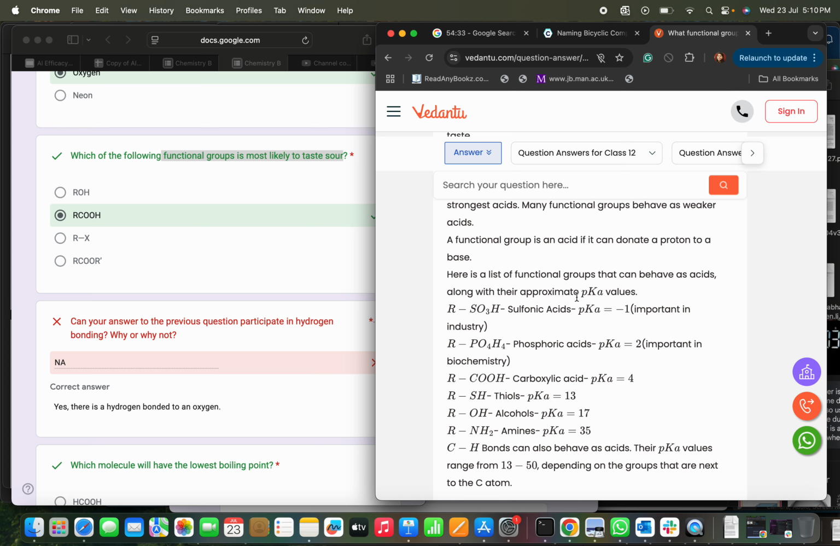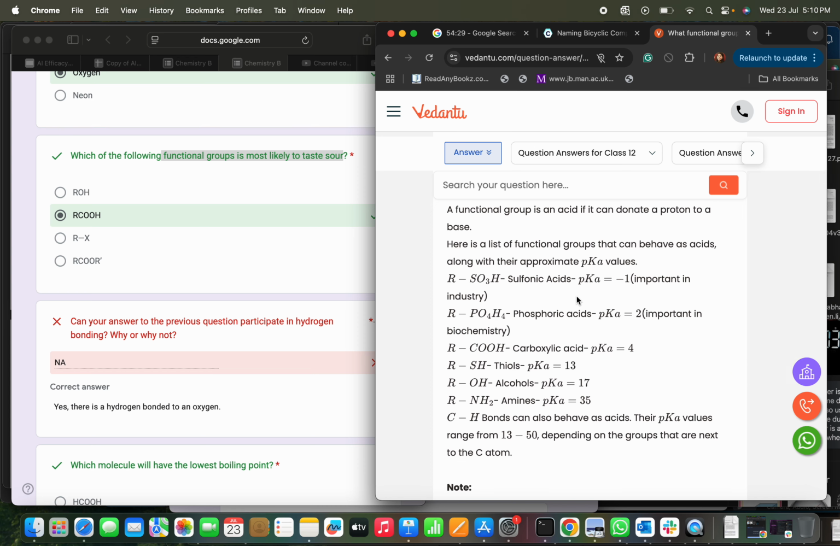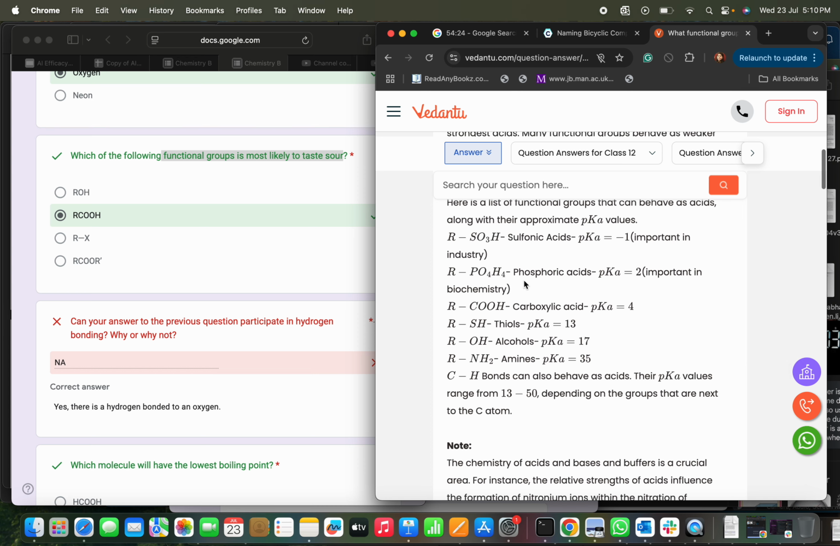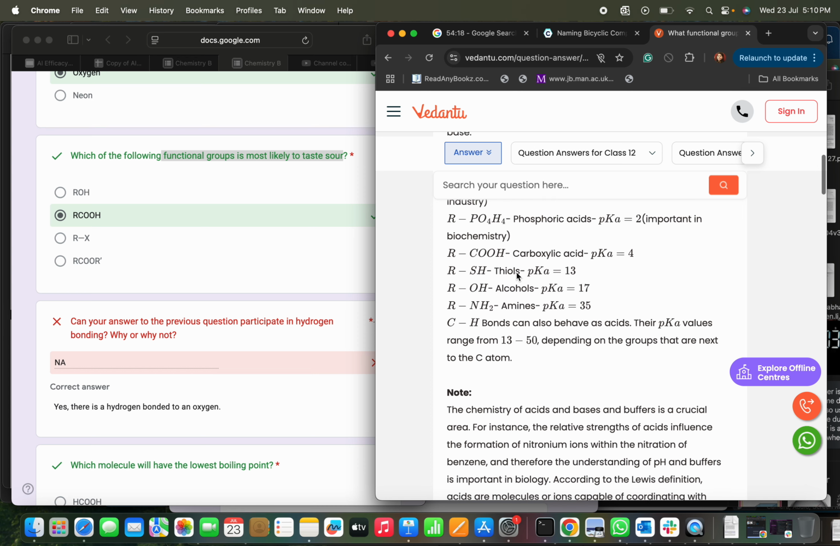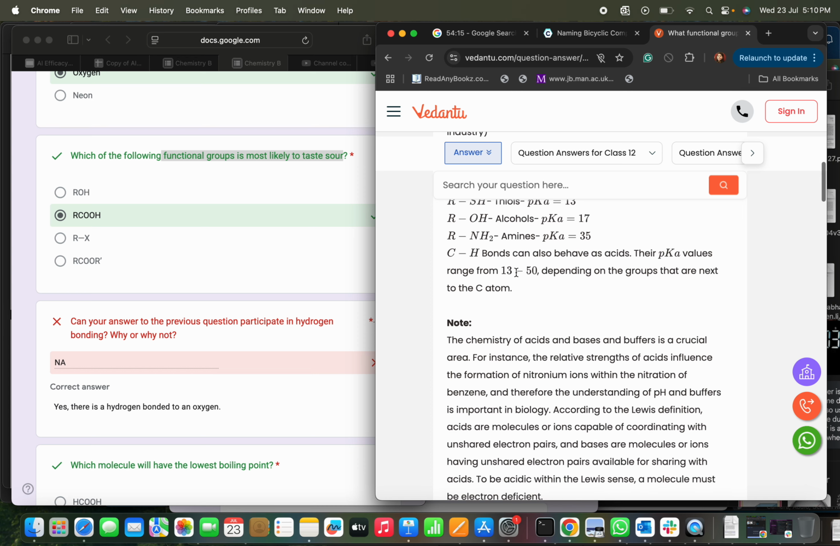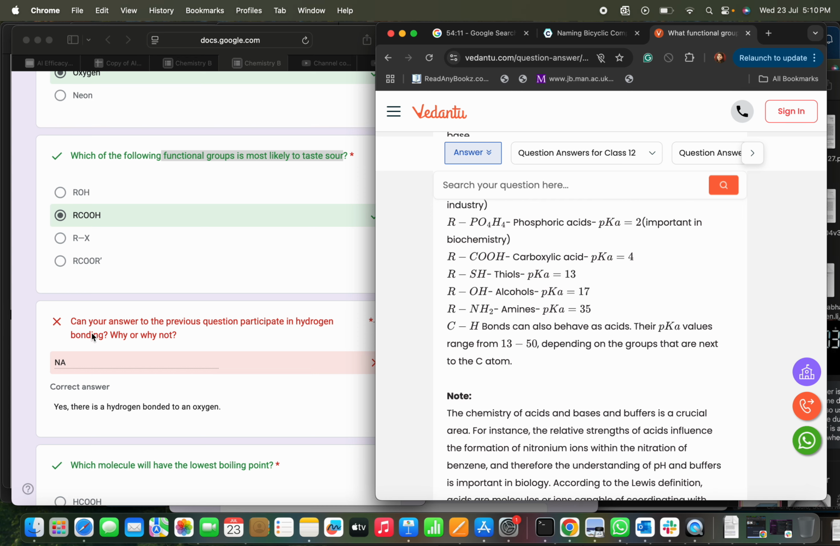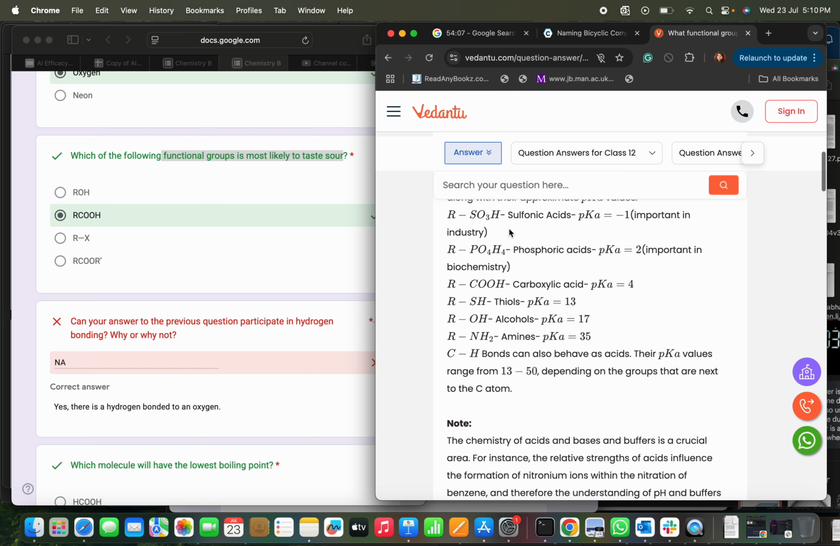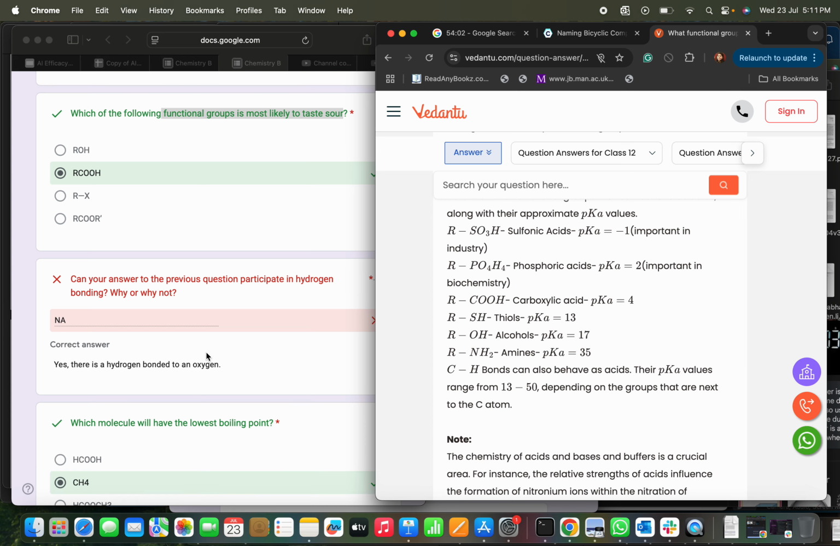Here's a list of functional groups alongside the pKa value. Okay, in the industry, SO3 sulfonic acids, PO4 phosphoric acids, carboxylic acids, thiols. Bonds can behave as acids, with the pKa value ranging depending on the groups. Alright, so this is not the only one. There were three kinds: sulfonic, thiols.